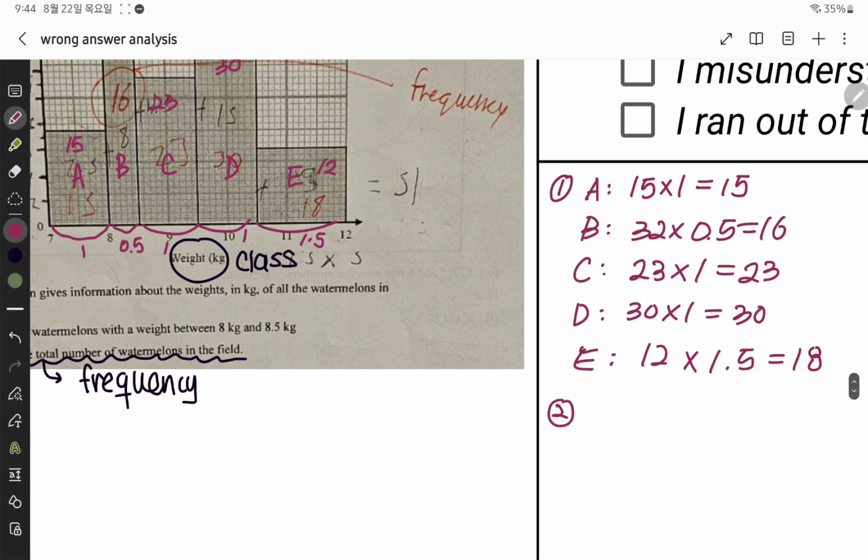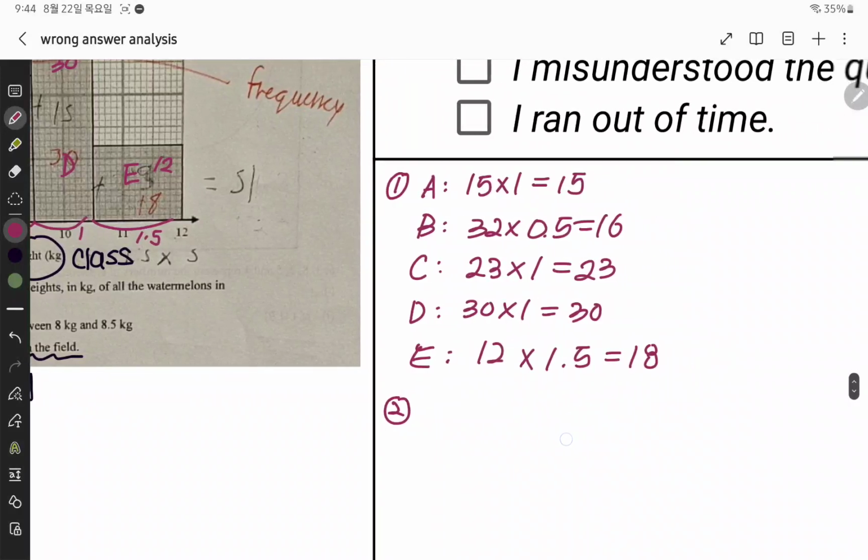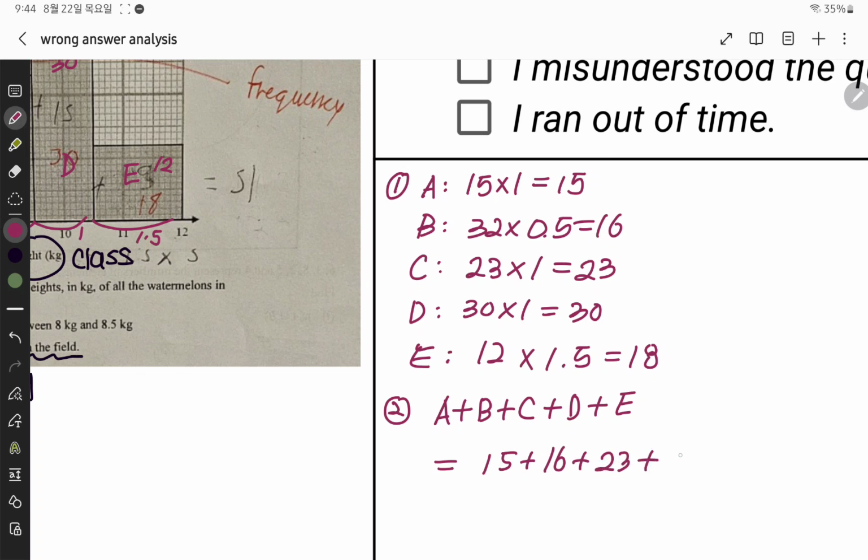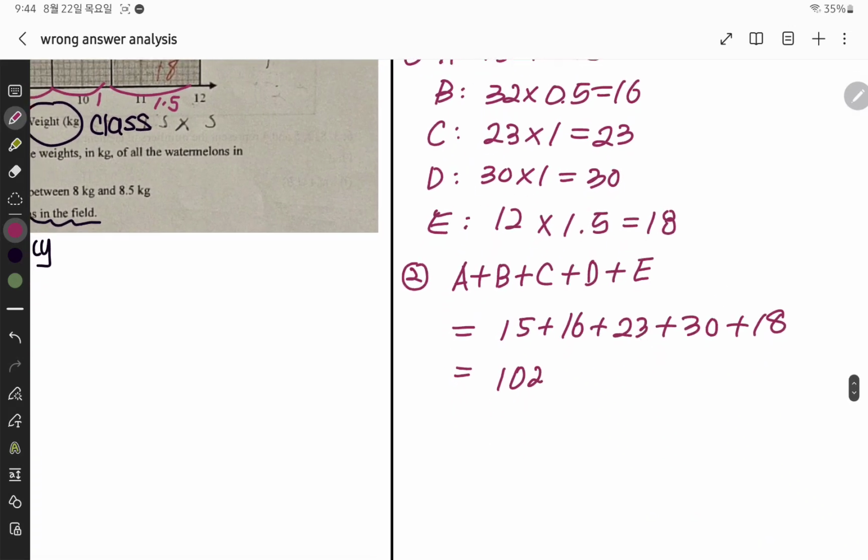So now we have all of the watermelons in each category that we call class, okay? And now we're going to calculate the total number of watermelons in the field, which is achieved by adding these all up. So A plus B plus C plus D plus E is going to be 15 plus 16 plus 23 plus 30 plus 18. And what do we get? 102 if you plug it into the calculator. And so our answer is going to be 102 watermelons. Okay?